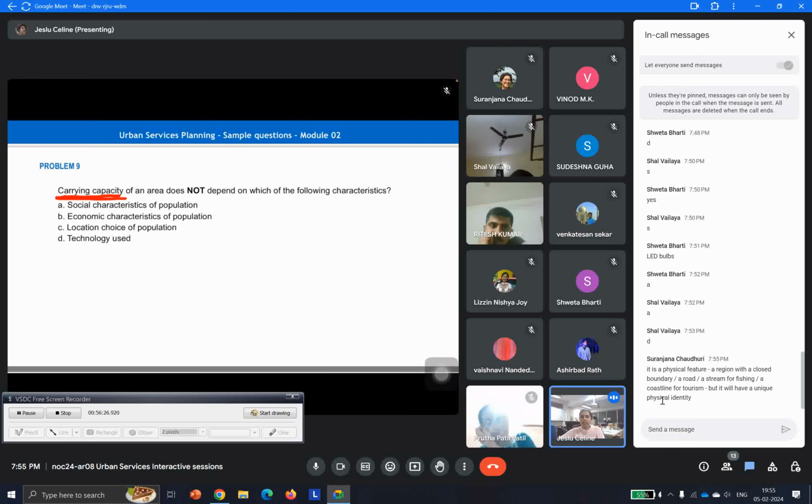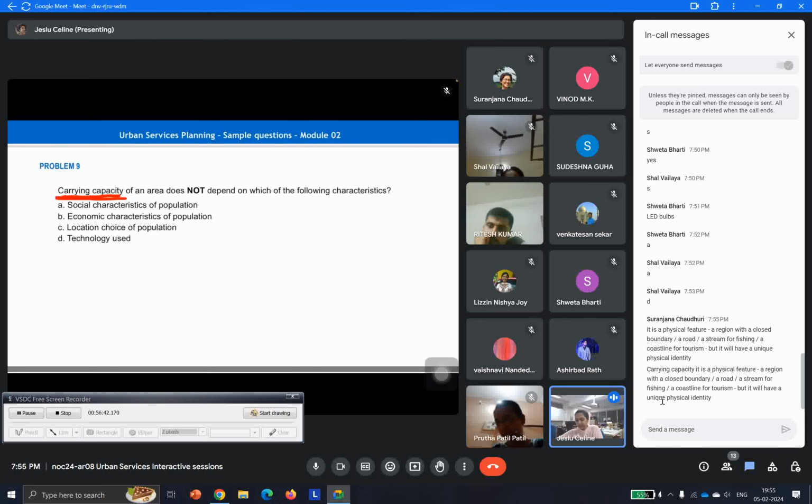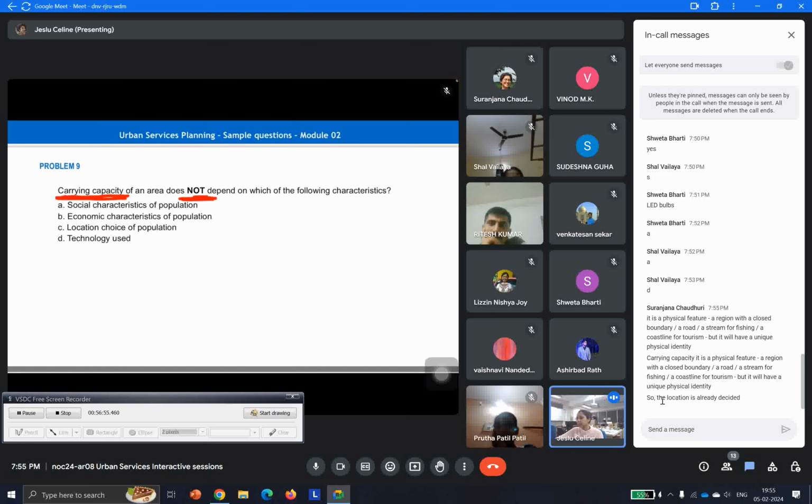Carrying capacity depends upon certain other factors because it's an ability of the area. There are a lot of factors related to that region or the resources which the region has, which directly and indirectly affect the carrying capacity. Here it's asked, carrying capacity does not depend upon which of the following? A, social characteristics of the population. Does it depend? Yes.